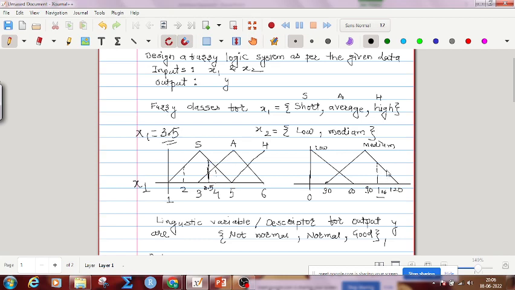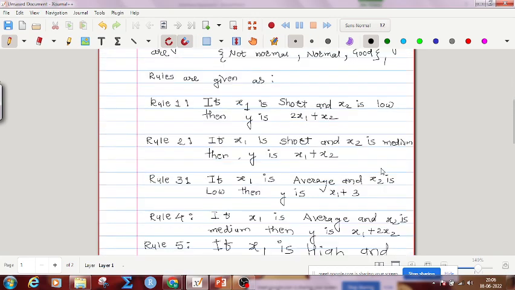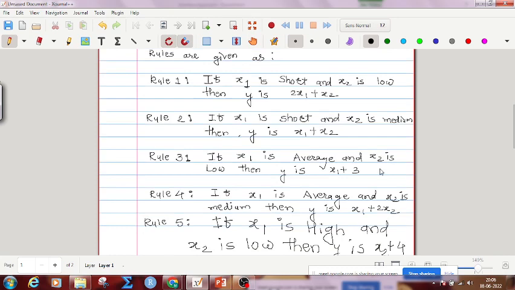This value I am considering medium, which is equal to 100. Sorry, that value 100 comes under only the medium class. So you have 6 total rules. I will repeat: x1 is equal to 3.5, which is in two classes, short as well as average. And the value for x2 is 100, which comes under only one fuzzy class, that is medium. So there are a total of 6 rules.